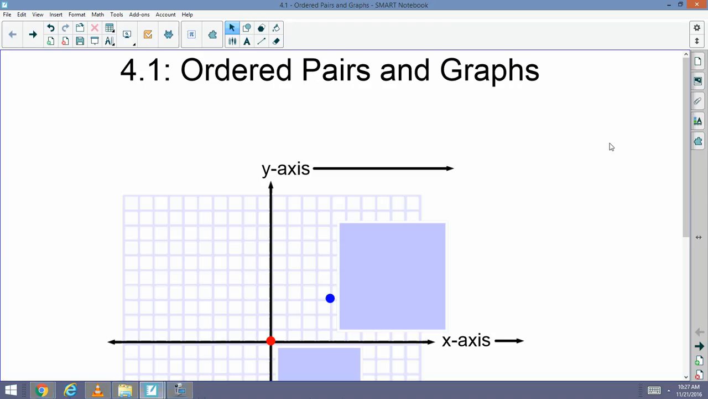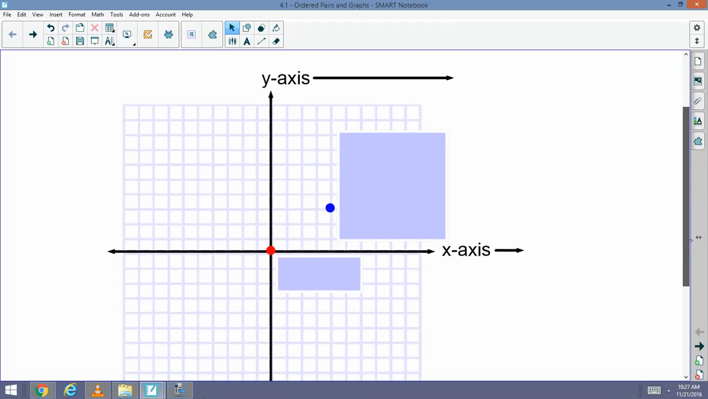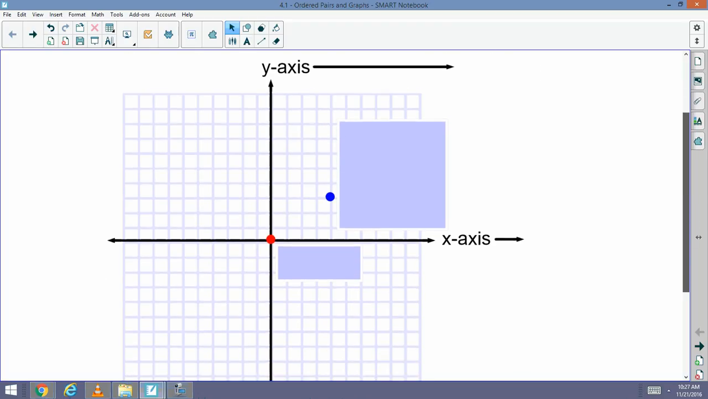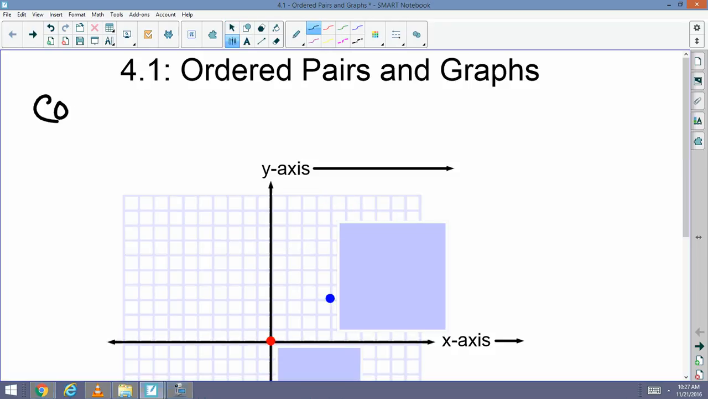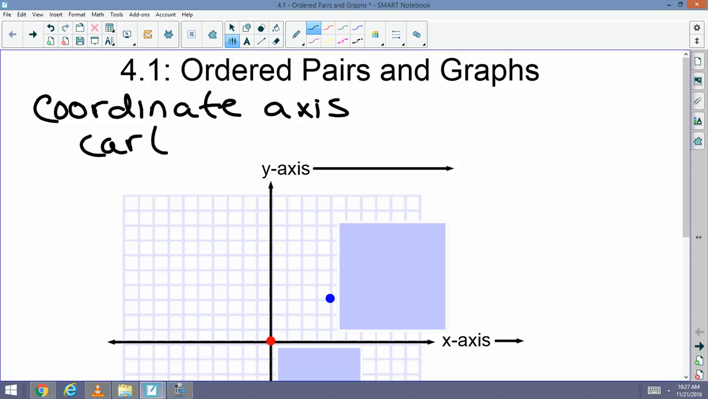First of all, when we're talking about ordered pairs and graphs, guys, we're dealing with what's called a coordinate axis, okay? This is called a coordinate axis or a Cartesian plane. It's also known as a Cartesian plane. Now, the reason that it's called a Cartesian plane is because there was a gentleman by the name of Descartes back in France, in the 1600s, actually maybe even a little earlier.